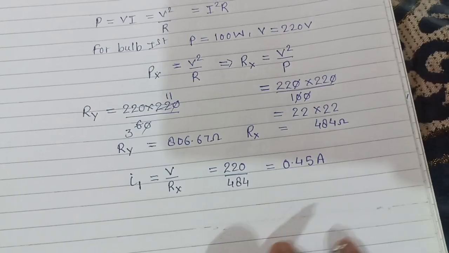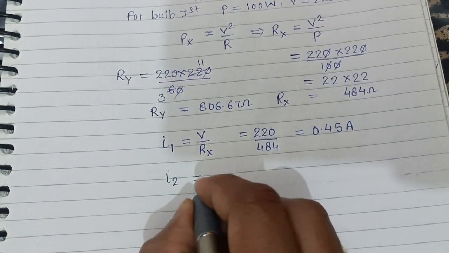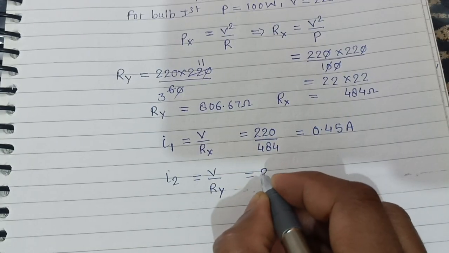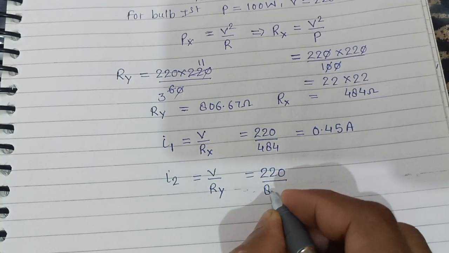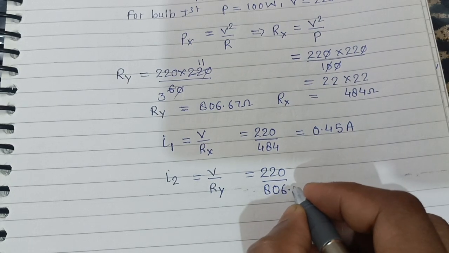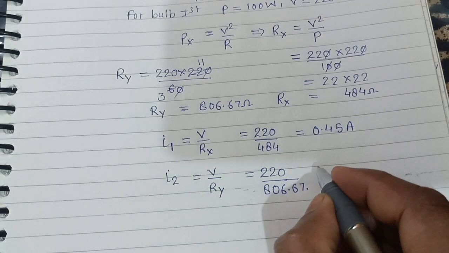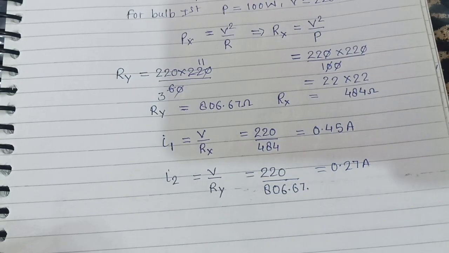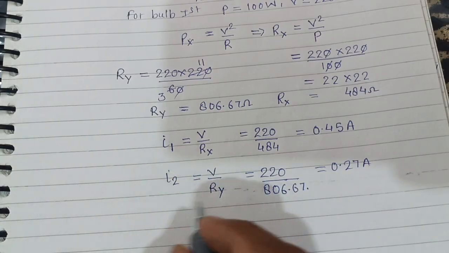Okay, now second, I2 is V by Ry. V is 220 and Ry is 806.67 ohm. So solving this, we will get 0.27 ampere current. Now he is saying, what is the power consumed by each bulb, and that is given.